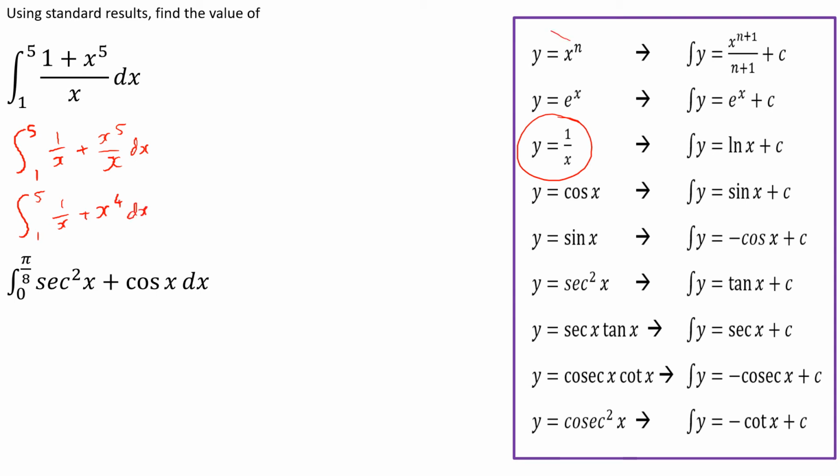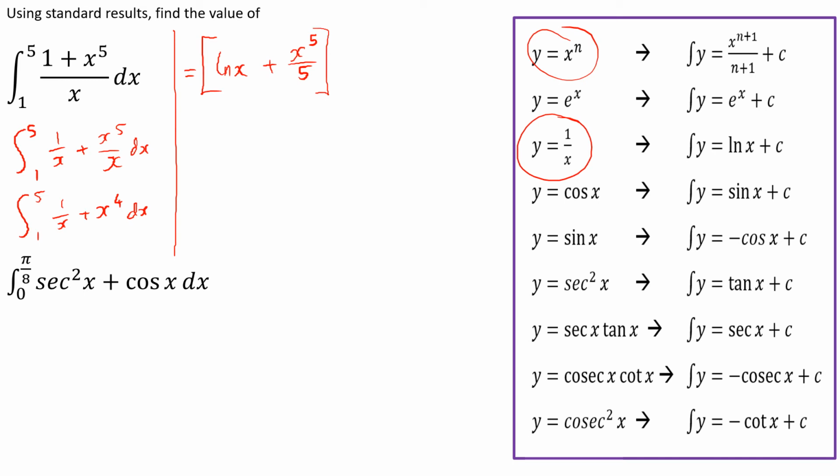And x to the 4 is a standard result. It's just x to the power of n. So yeah, we can integrate this. Excellent. So let's do that. 1 over x, that integrates to ln of x. And x to the 4, that would be a case of increase the power and divide by the new power. Do we put a plus c on? No, we don't, because this is a definite integral.